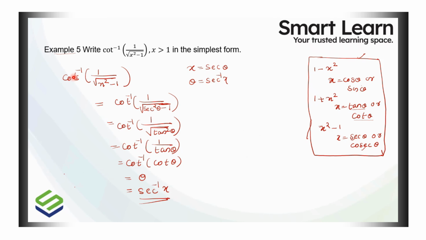Normally with cot, you will use sec. So it will be cot inverse of 1 by root of sec square theta minus 1. So 1 by root of tan square theta, that is tan theta. So 1 by tan theta is cot theta. So cot inverse of cot theta is theta, and here what is theta? Sec inverse x, because x is sec theta, so theta is sec inverse x.